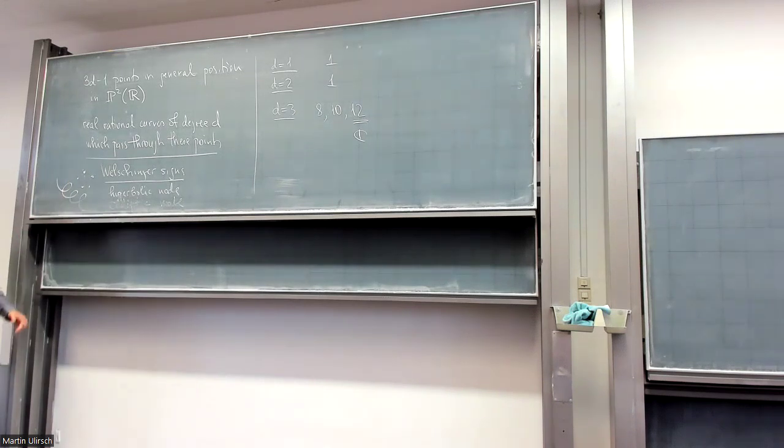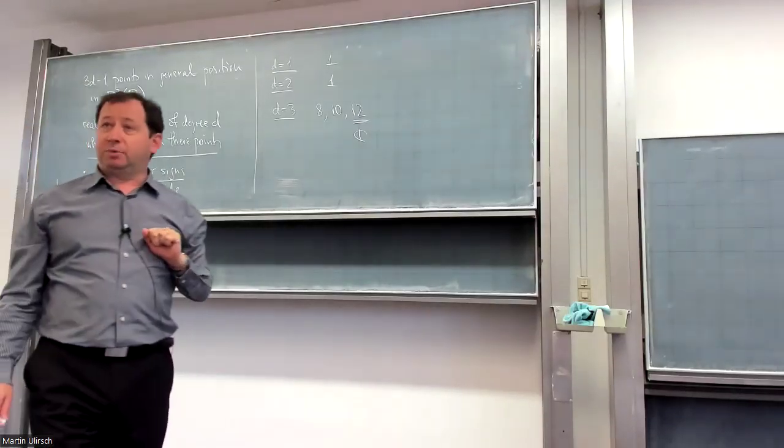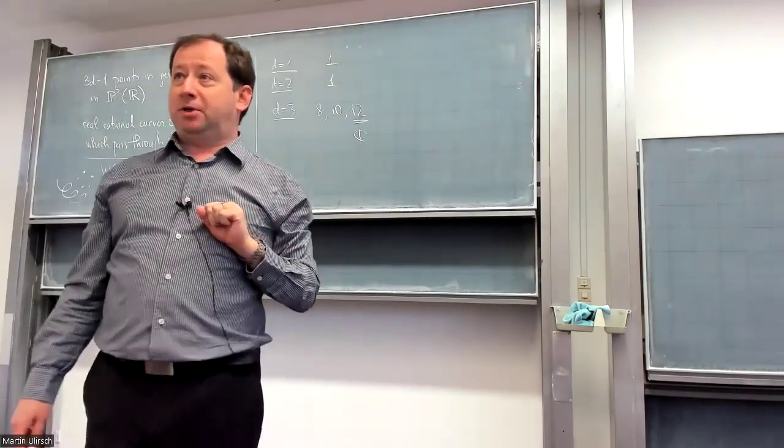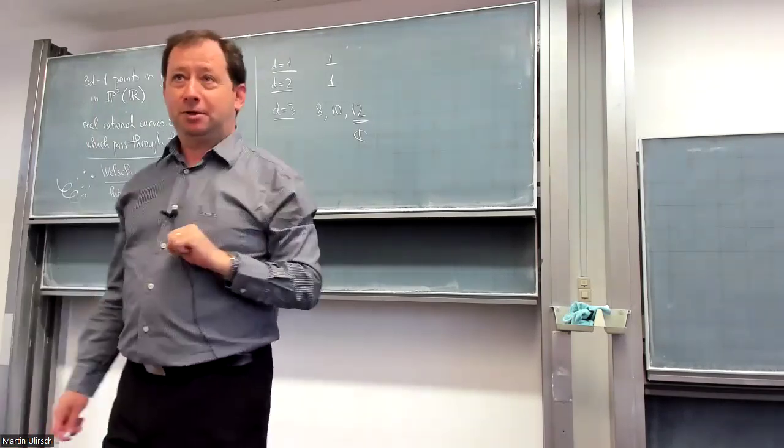And so to understand the sign of my nodal rational curve, I just look at the number of solitary double points, the number of elliptic nodes. And if this number is even, then the sign is plus. If this number is odd, then the sign is minus.